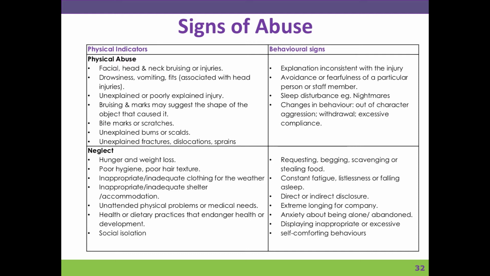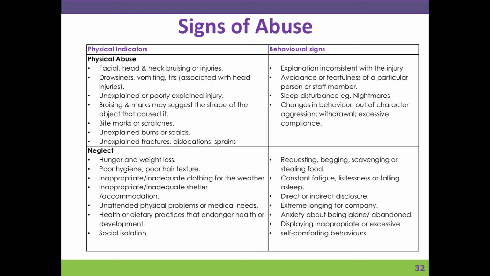Let's now look at neglect and some of the physical indicators. This can include hunger and weight loss, poor hygiene or poor hair quality or texture, inappropriate or inadequate clothing for the weather, inappropriate or inadequate shelter, unattended physical problems or medical needs, health or dietary practices that endanger the health or development of the individual, and social isolation.